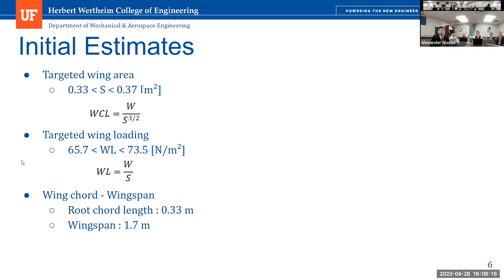So our targeted wing area is based off of the material that we're using, the lightweight PLA. We were able to get wing cube loading ranges based off of racer type aircraft in the RC industry. And we got the numbers that are shown there. We also calculated our wing chord based off the lift needed to meet the target speed that we calculated prior.